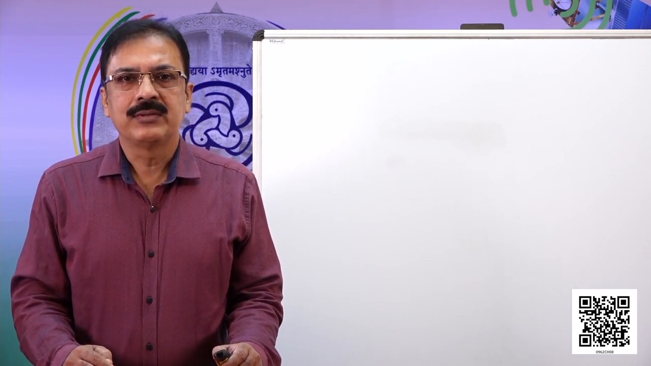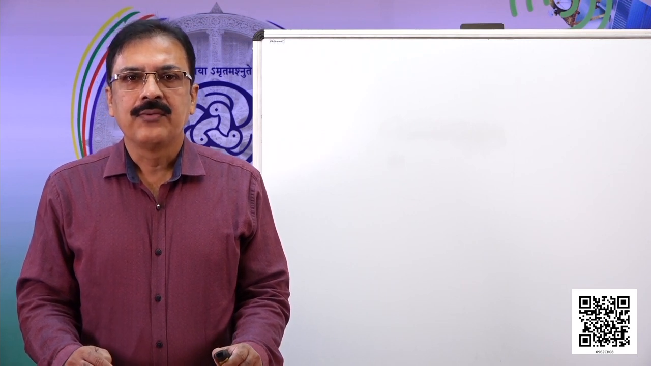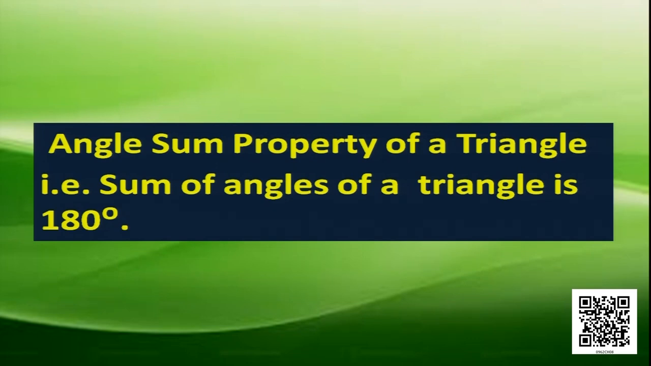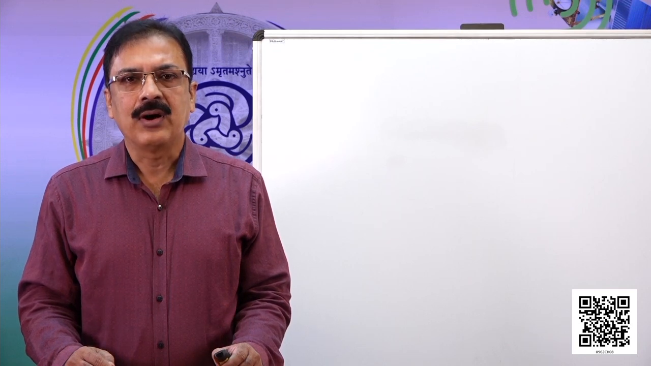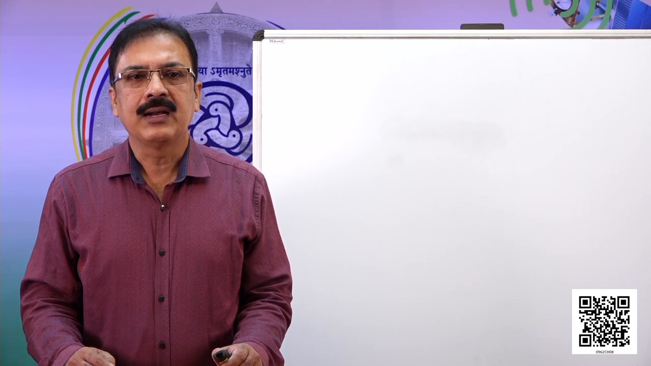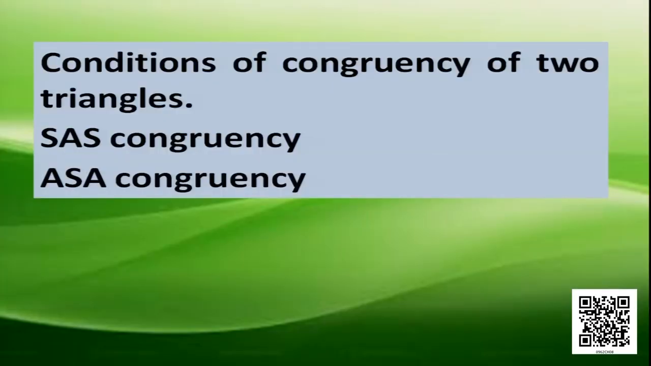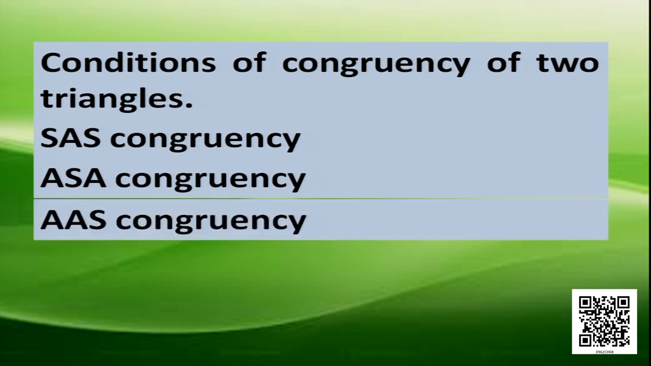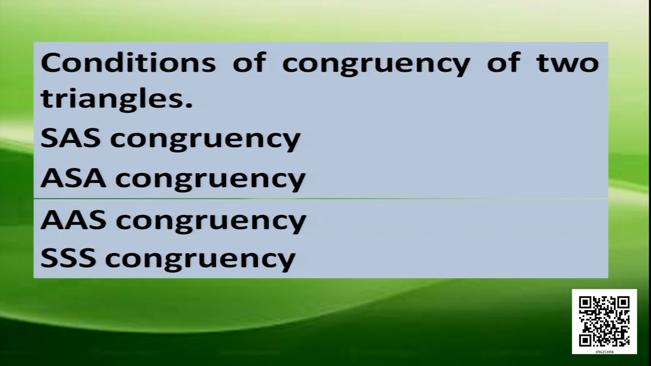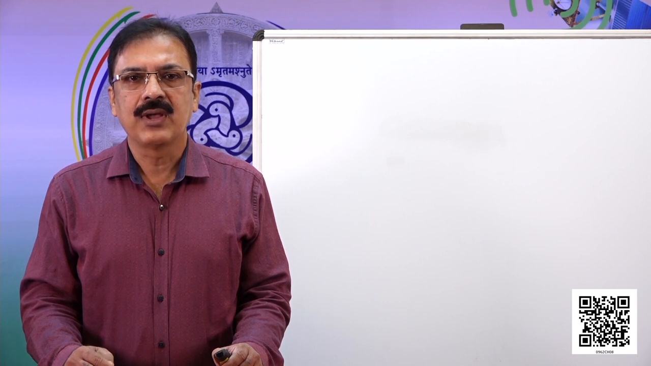Before going to read about quadrilaterals, let's see what we have learnt about triangles so far. We learnt the angle-sum property of a triangle. What is that? That is, the sum of angles of a triangle is 180 degrees. And other information about congruency of triangles, as we studied earlier: side angle side congruency, that is SAS congruency, angle side angle congruency, that is ASA congruency, AAS means angle angle side congruency, SSS means side side side congruency, and right angle, hypotenuse, and side congruency, that is RHS congruency. So these five types of congruency we have discussed earlier.